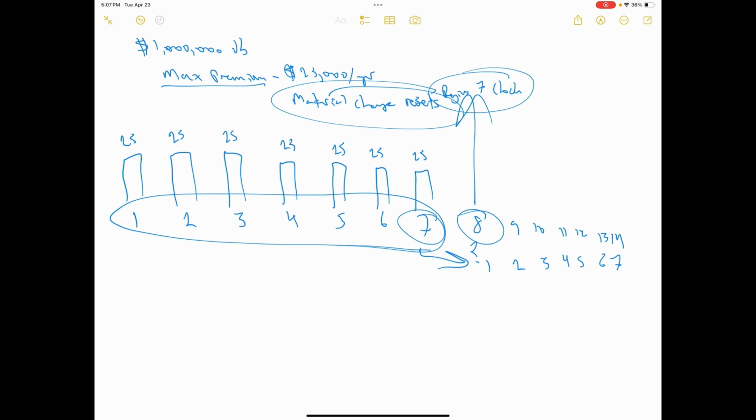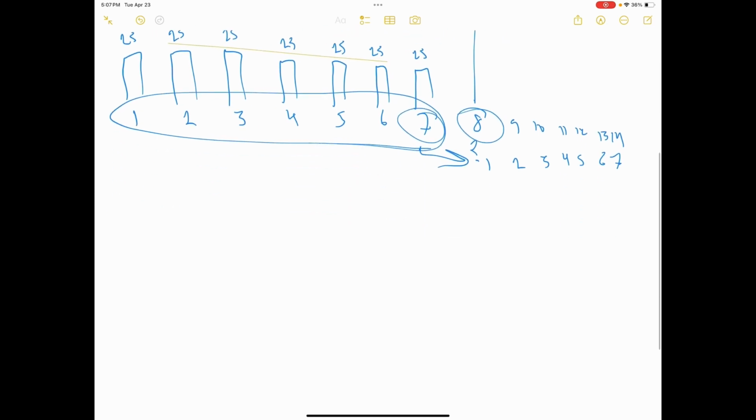Now, let's talk about death benefit reductions, because this is where things get very interesting. We're going to use our same example where we have a $1 million death benefit and we have a max premium of $25,000.